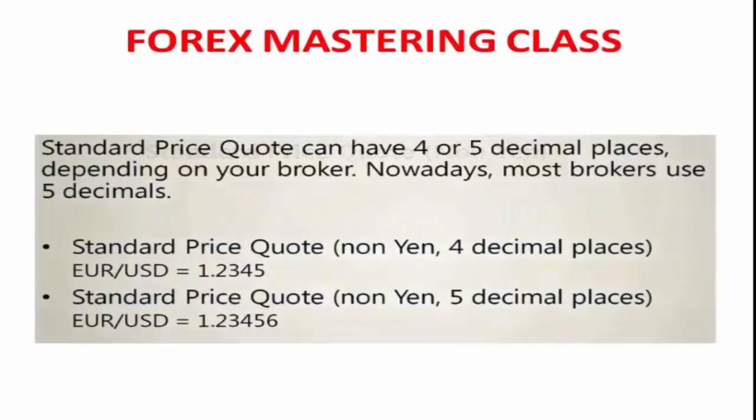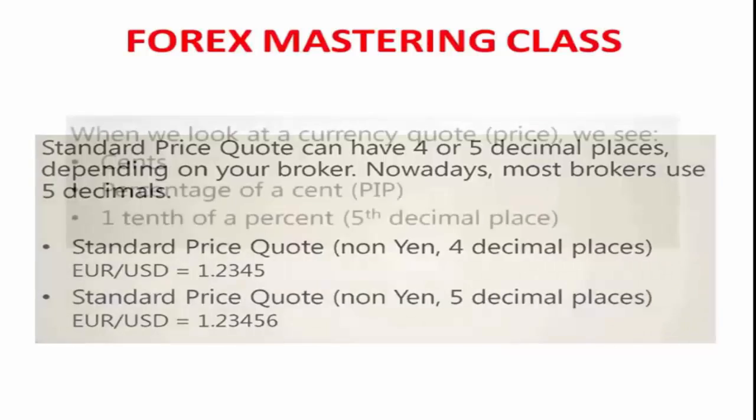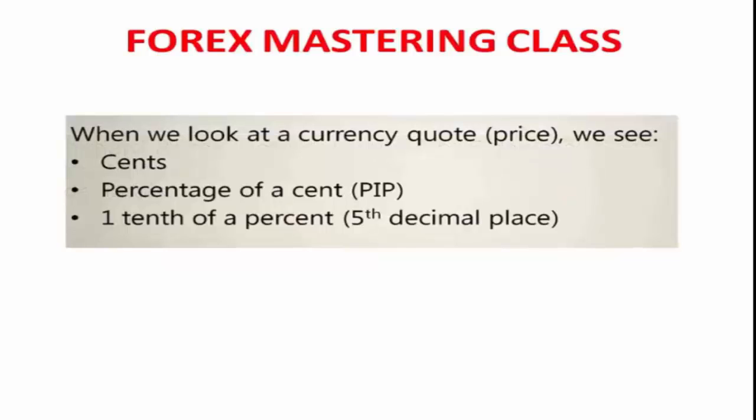Standard price quotes are the ones that are not yen. So all the other currency pairs that do not have the Japanese yen always have what we call 4 or 5 decimal places, while those that have yen have 2 or 3 decimal places. Then when we look at a currency quote, we see cent, percentage of cent, 1/10 of percentage of cent.